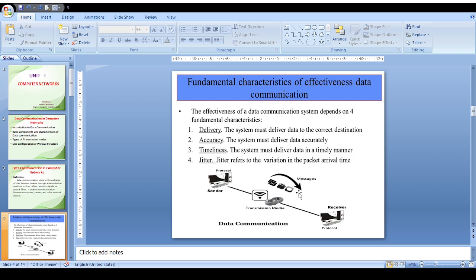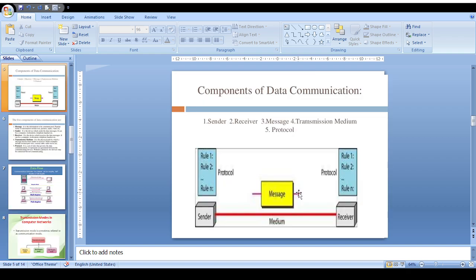Now let's look at the key components of data communication. First one is sender, second receiver, third message, fourth transmission medium, and fifth protocols. First, the sender: the device or person that sends the data to the receiver. And those who receive the data are the receiver, that is the receiver device.